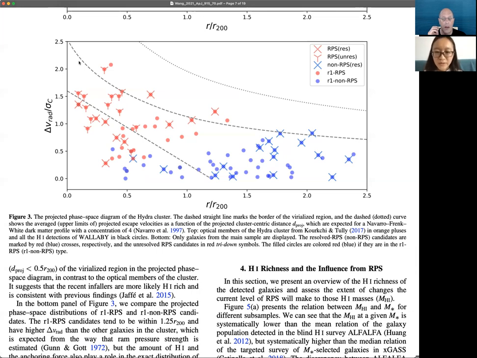And also on the x-axis, we observe the projected distance from the cluster center, but the physical need should be the real, three-dimensional distance from the cluster center. So here it is like a statistical curve of the escape velocity, a projection effect averaged curve. And finally, the dotted curve is the maximum escape velocity. If we say this radial velocity distance is the real velocity distance from the cluster center, that is where the maximum escape curve would lie.